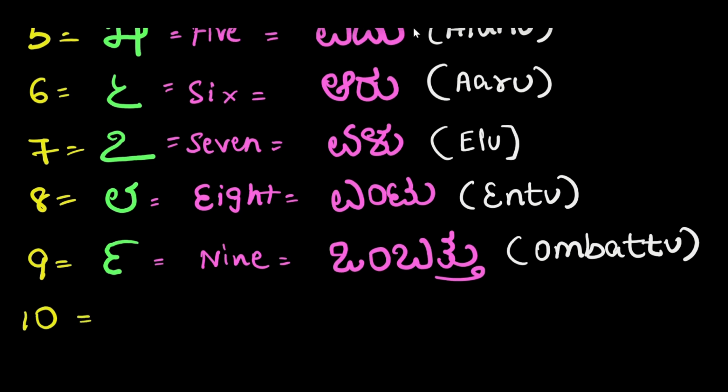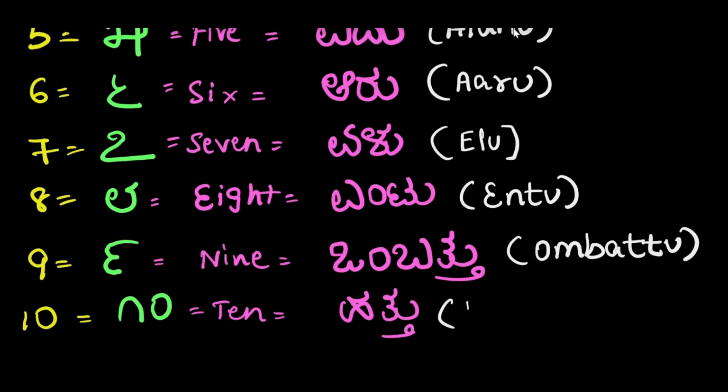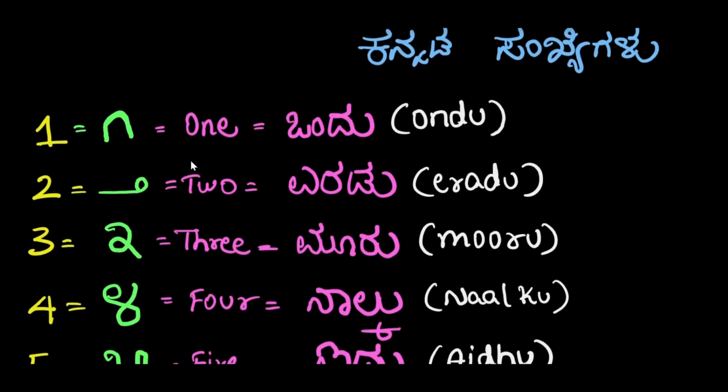And the next one is 10. So 10 is very simple. First you need to write 1, let me write it in green, and write 0 next to it. So this will be 10. Okay. So 10 ge we call it as hattu. Hattu.